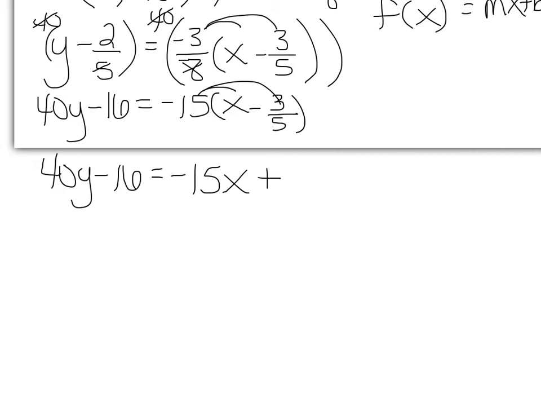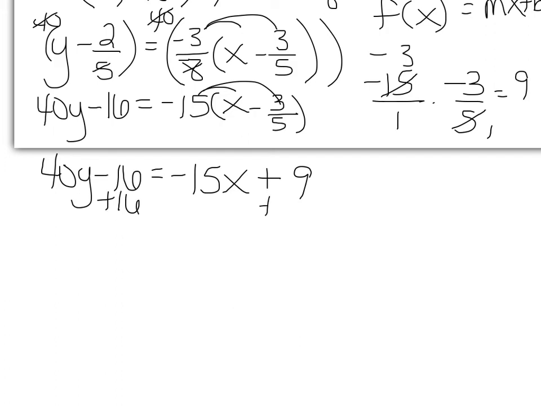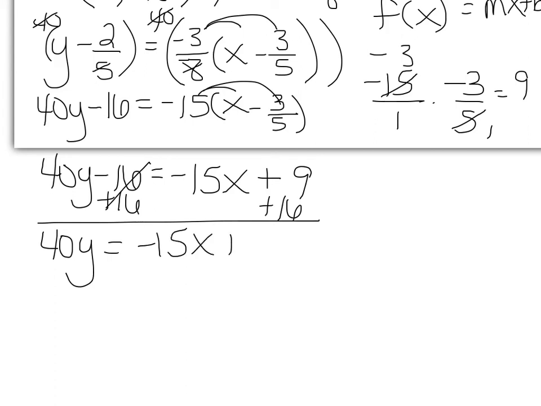plus, and if you say negative 15 over 1 times negative 3/5, if you cross reduce, this becomes negative 3, so it's going to be positive 9. Okay. So I'm going to add 16 to both sides, and you're going to get 40y is equal to negative 15x plus 25.